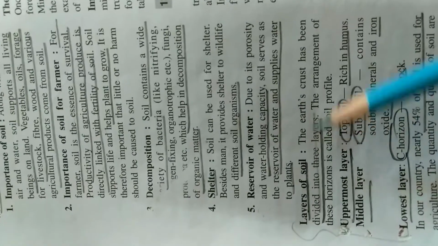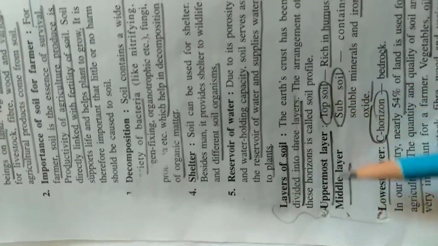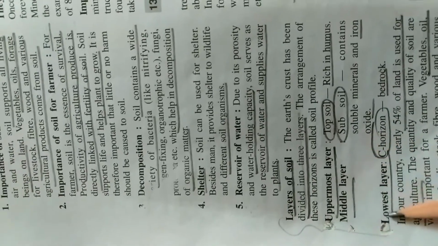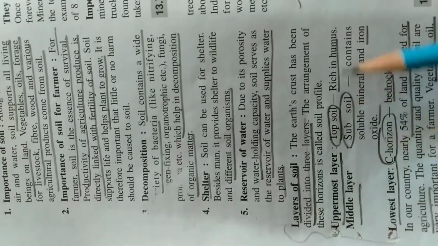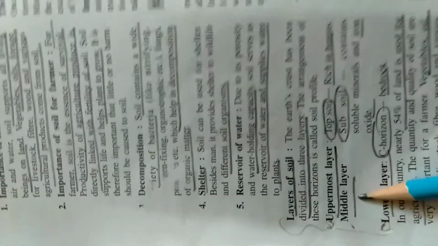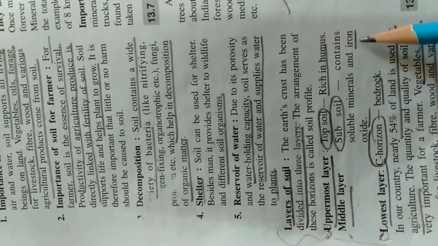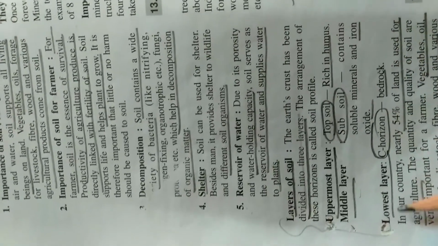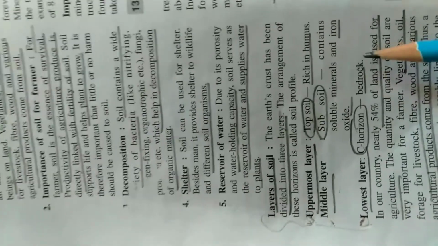Coming to different layers of soil. Mainly the soil is divided into three layers: the uppermost layer, middle layer, and the lowest layer. The uppermost layer is topsoil, which is rich in humus. The middle layer is known as the subsoil, and it contains minerals like iron oxide. The lowest layer of soil is the C horizon or bedrock.